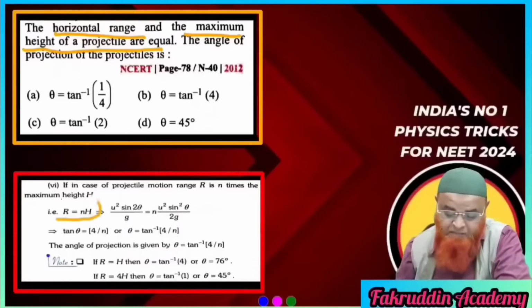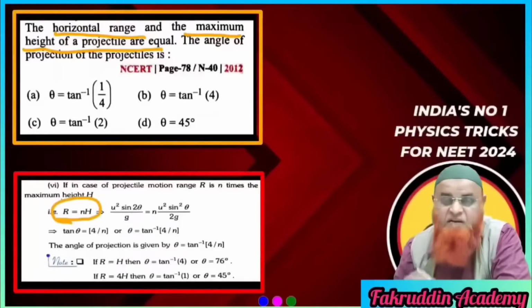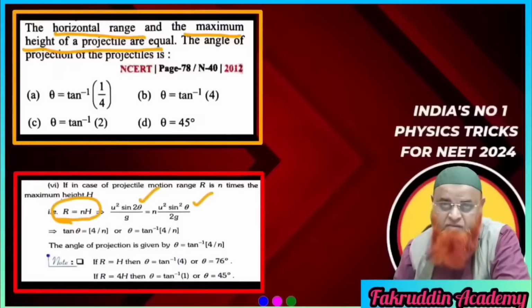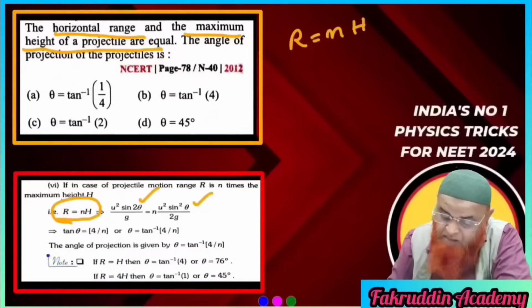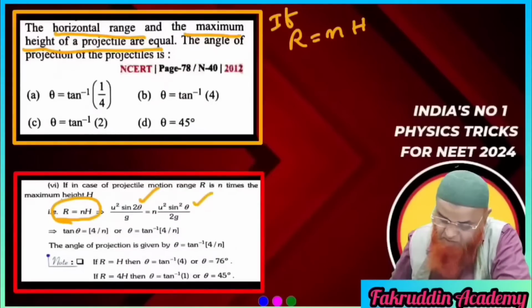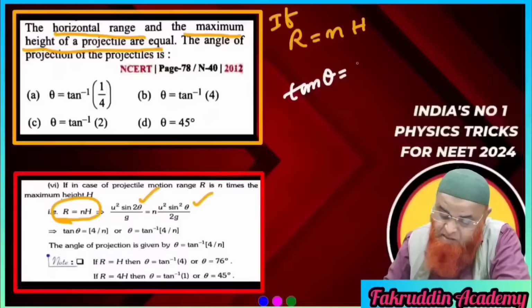What is that shortcut here? If he says that range is n times of the height, and you write the formula for range and height and simplify, at last you will get that r is equal to n times of h. If r is equal to n times of h, the shortcut here is you have to consider tan theta is equal to 4 by n.